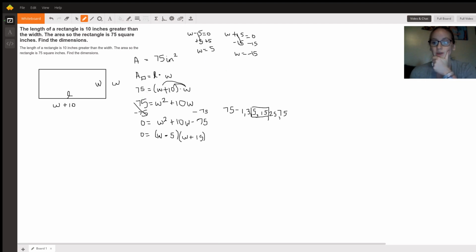Well, when you're measuring width, you can't have a negative measurement. So that one definitely doesn't work. We know that our width has to be 5. Now to find our length, all we're going to do is plug in 5 for W over here. So 5 plus 10 is 15. So down here we know our width is 5 inches and our length is 15 inches. And those are your answers.